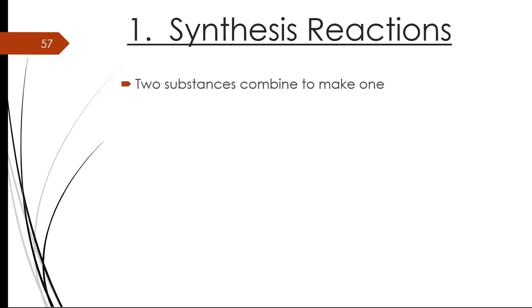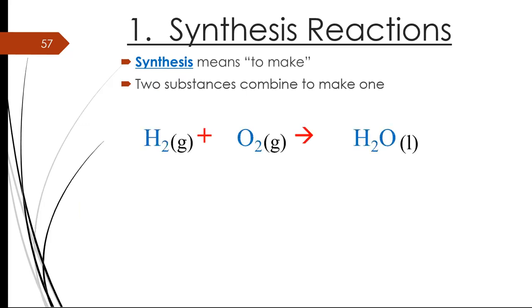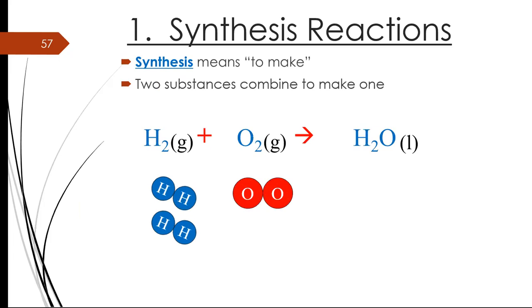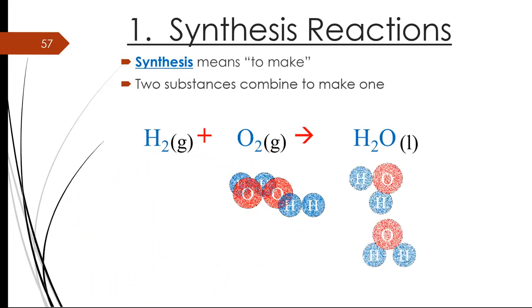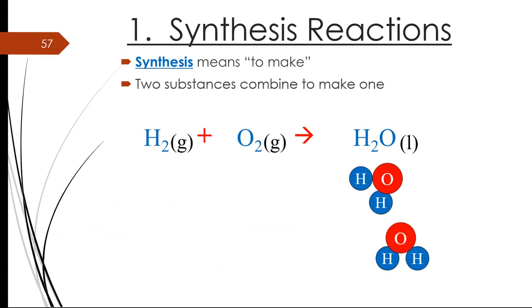Now, there are also different types of reactions here. There's 4 that we're going to talk about. One is a synthesis, which means to make. And this is when 2 substances combine to make 1. So just like our water example, that's an example of a synthesis, because those 2 hydrogens collide with each other to make that water molecule.